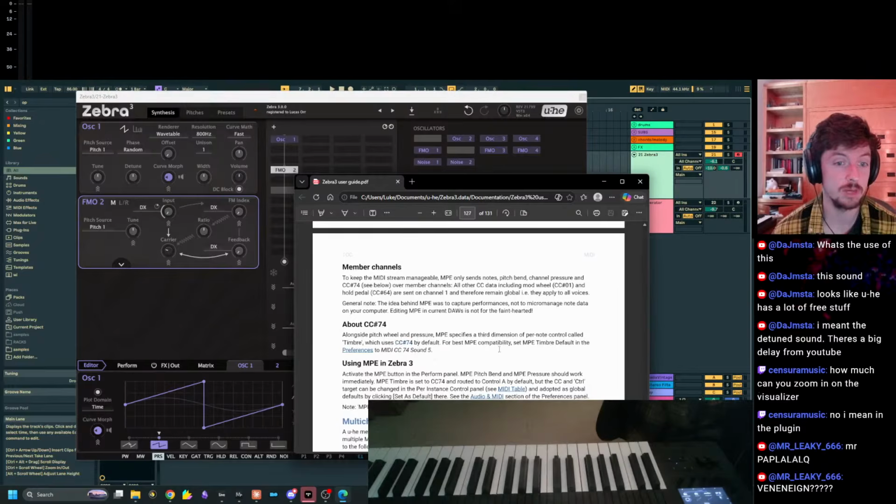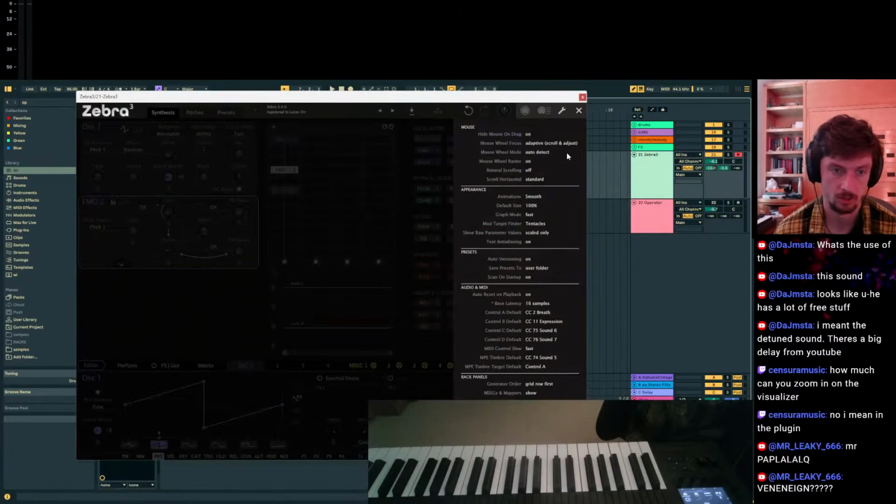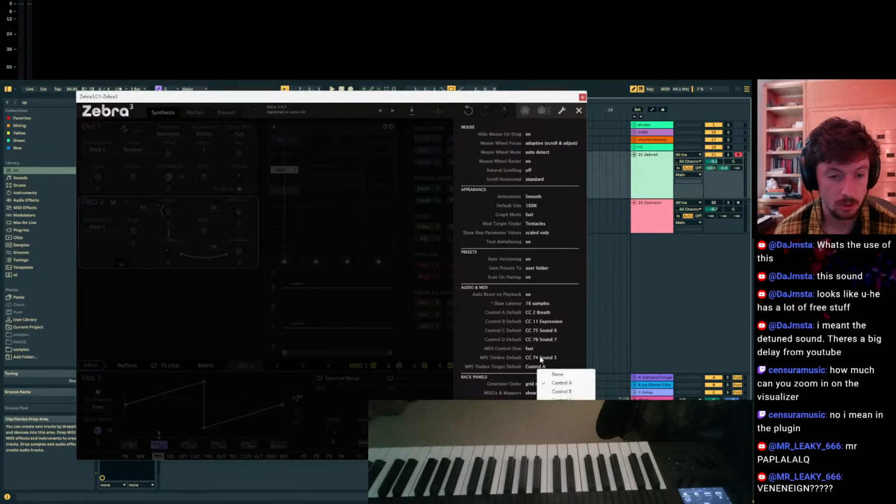For best MPE compatibility, set MPE timbre default to in the preferences to MIDI CC. What? Preferences? What? MPE target, timbre target. Oh, I don't know what any of these things are. Okay, I think this is correct. Timbre default. I don't know what this is mapping to.